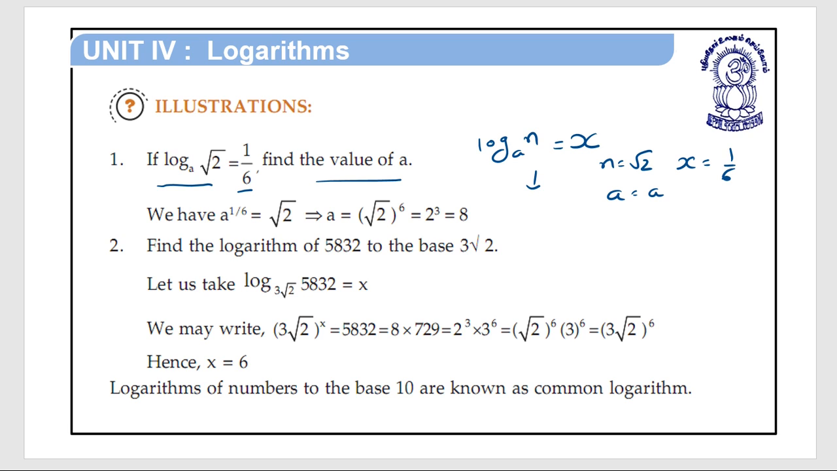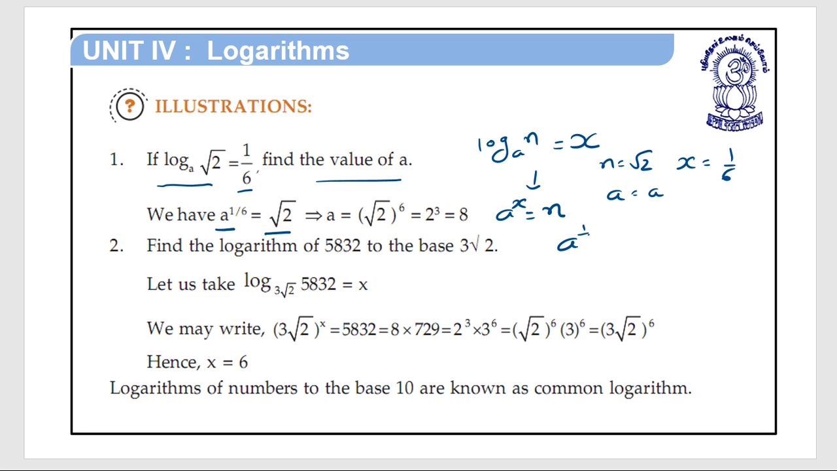Now from this, a raised to x is equal to n, we can write a raised to 1 by 6 equals square root of 2. So taking both sides to the power 6, a is equal to root 2 raised to 6. Root 2 multiplied 6 times gives a is equal to 8.